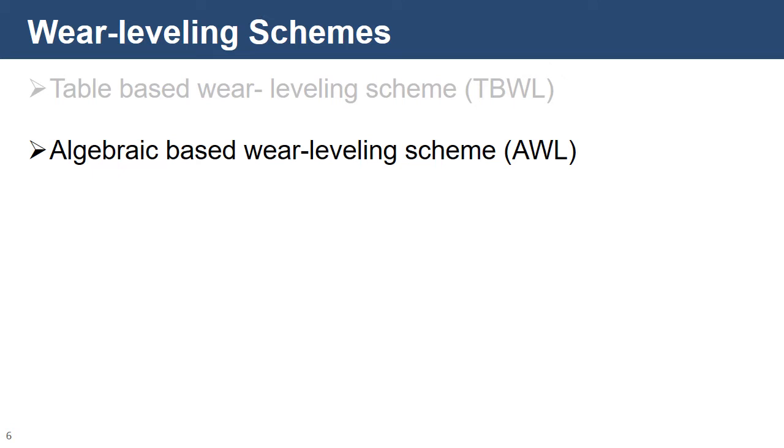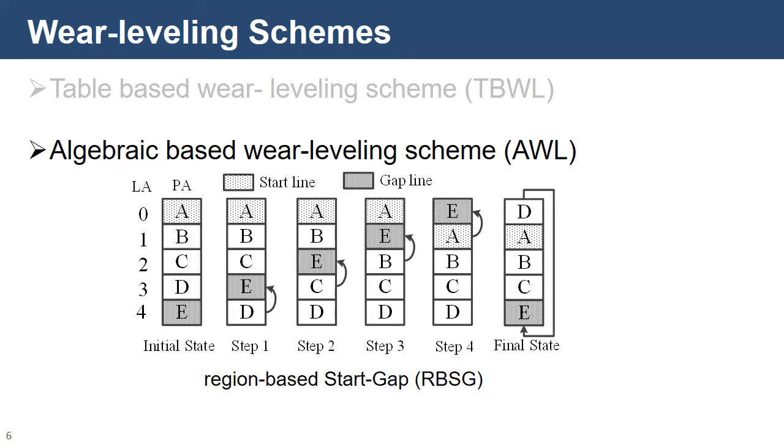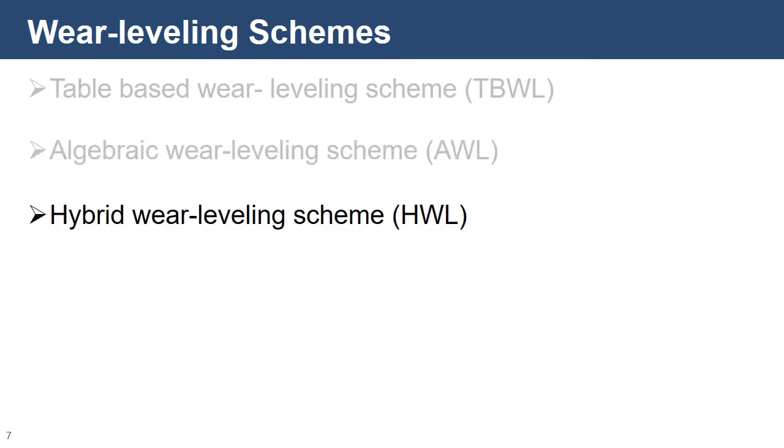AWL schemes leverage an algebraic mapping function to generate the physical address of a given logical address. For example, RBSG always swaps a memory line with its neighboring line. The space overhead of AWL is low, since they only need to store the algebraic mapping functions.